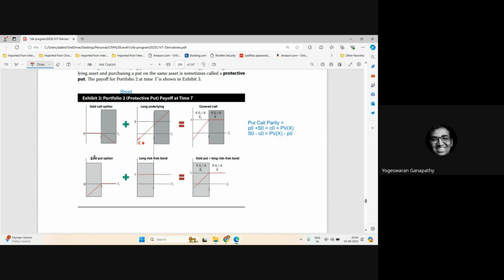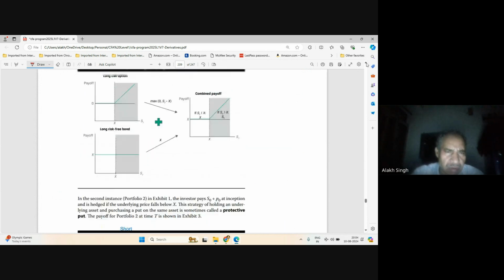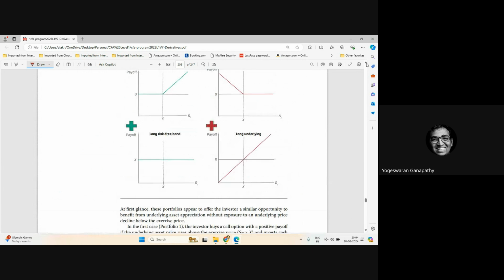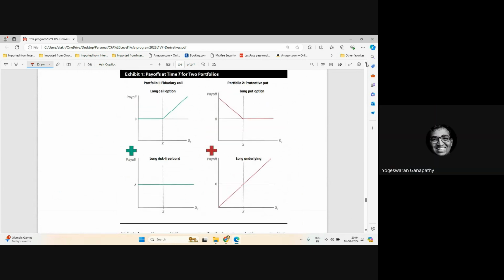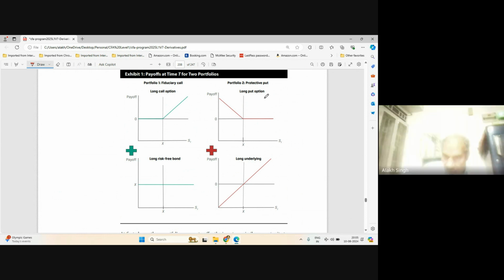Sir, can you go to the previous page graph? Yes, sure. Here it is starting from zero. Why, sir? The long underlying? Yes, because you have bought a put also. You are long risk-free bond, long underlying and long put as well. So you haven't got any money, and that's why it is starting from zero. Because you are long put also, you are paying money from yourself. So you are paying for this put, and the put has zero value below this price.